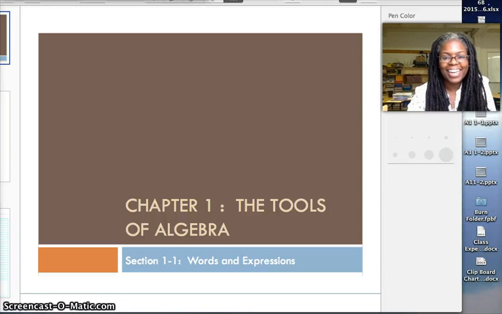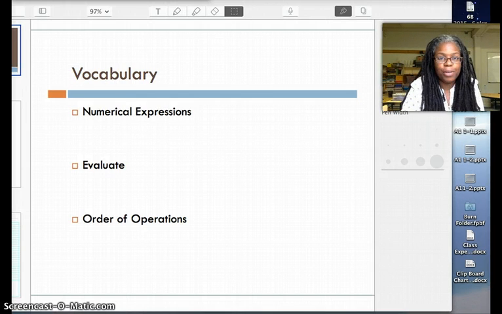Hi friends, we are here learning all about the tools of algebra in chapter 1, and today's section is going to be section 1-1. So here's our vocabulary for this lesson. We have three vocabulary terms: numerical expression, evaluate, and order of operations.